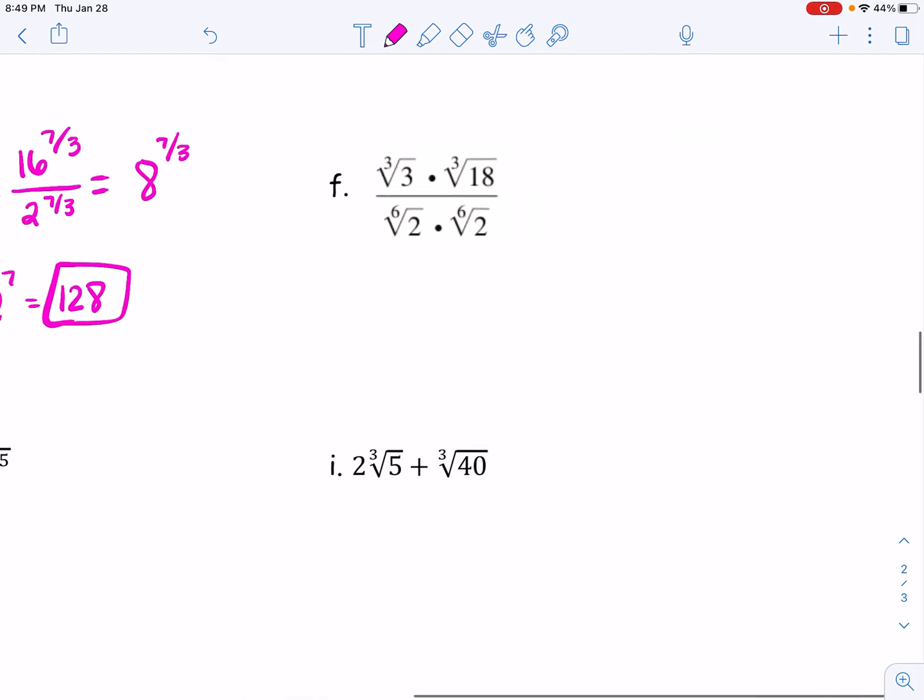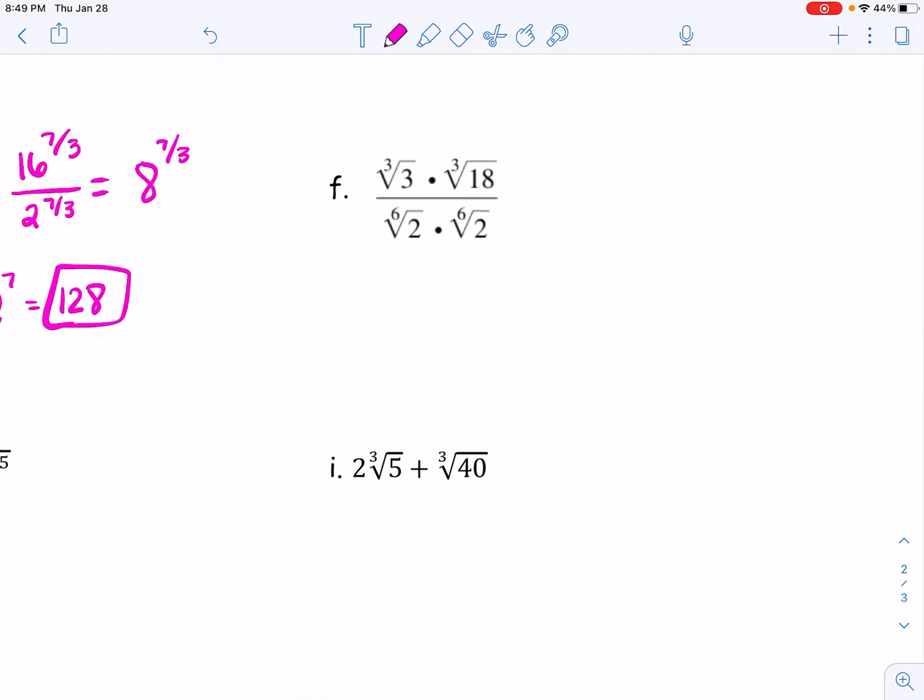All right, F, cubic root of 3 times cubic root of 18 divided by the 6th root of 2 times the 6th root of 2. Okay, so we're looking at this and we're thinking, well, this is nice. Our top two are the same, so technically I can multiply those two together. And our bottom two are the same, so technically I can multiply those two together. So we can do that. But actually, because our top and our bottom are not the same, I want to show you something first. Let's focus on that bottom. Our top, let's just leave it. Cubic root of 3 times cubic root of 18. Or if you want to multiply those numbers together, you can.